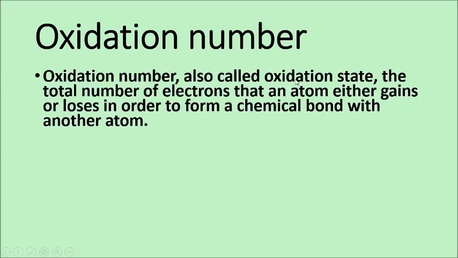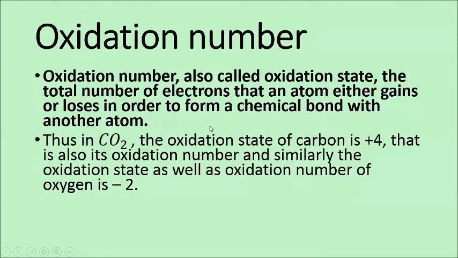Oxidation number is also called oxidation state, and it is the total number of electrons that an atom either gains or loses in order to form a chemical bond with another atom. Now, if we take the example of carbon dioxide, the oxidation state of carbon is +4. How? Because carbon's outermost shell has 4 electrons, so it needs either the loss or the gain of 4 electrons. So we take +4, the loss of 4 electrons, because the other one should be negative.